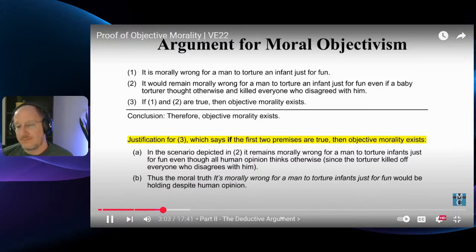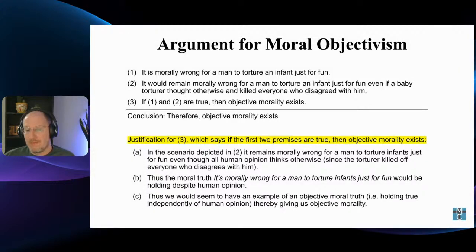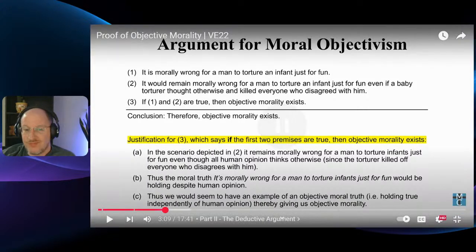Thus, the moral truth that it's morally wrong for a man to torture infants just for fun would be holding despite human opinion. Right, so look at the move from A to B: even though all human opinion thinks otherwise. Okay, all human opinion in the scenario or outside the scenario? Because if you tell me there's a scenario where a person kills everybody that disagrees with them, it doesn't follow that they killed me. I'm not dead. So why can't I judge a scenario? The fact is I can, and I am judging it.